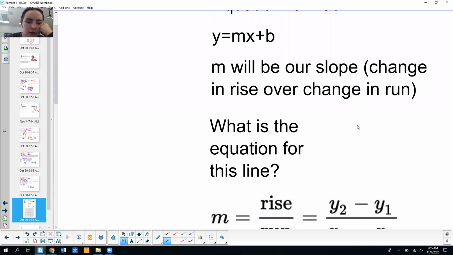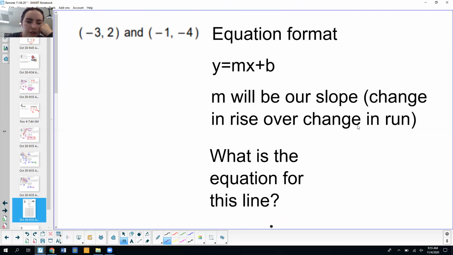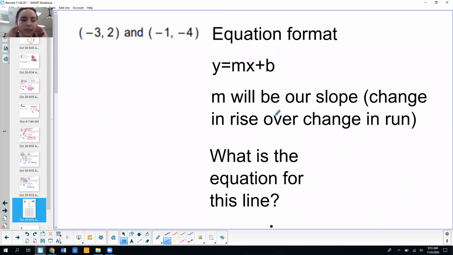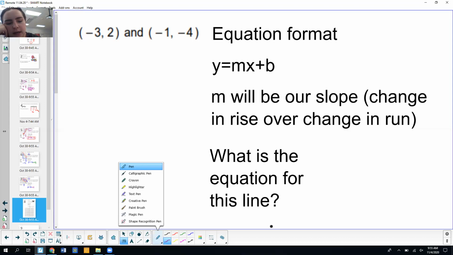All right, guys, if you think you have the slope, go ahead and enter it in the chat. So I'm seeing a few different answers, but it looks like everybody agrees that it's negative. I'm going to do my highlighting that I did yesterday.